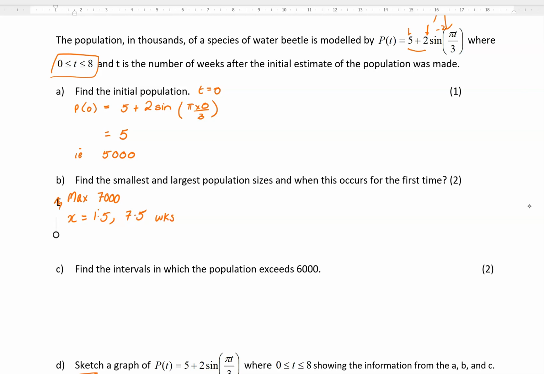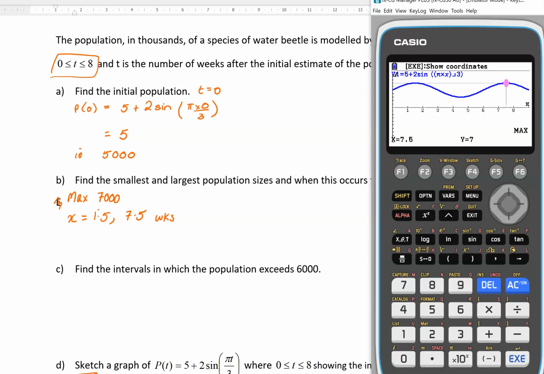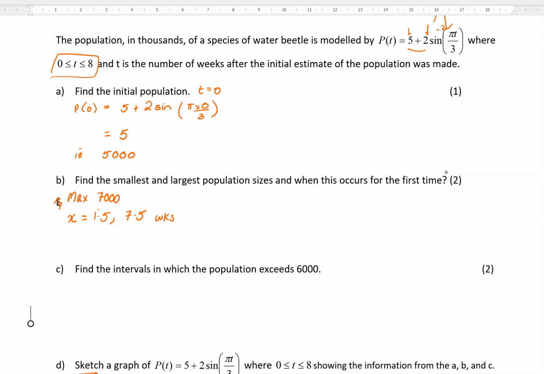And then do the same for your minimum. So G-Solve minimum now, press F3, 4.5, week 3. And a bit naughty, I guess I should put t instead of x, right?